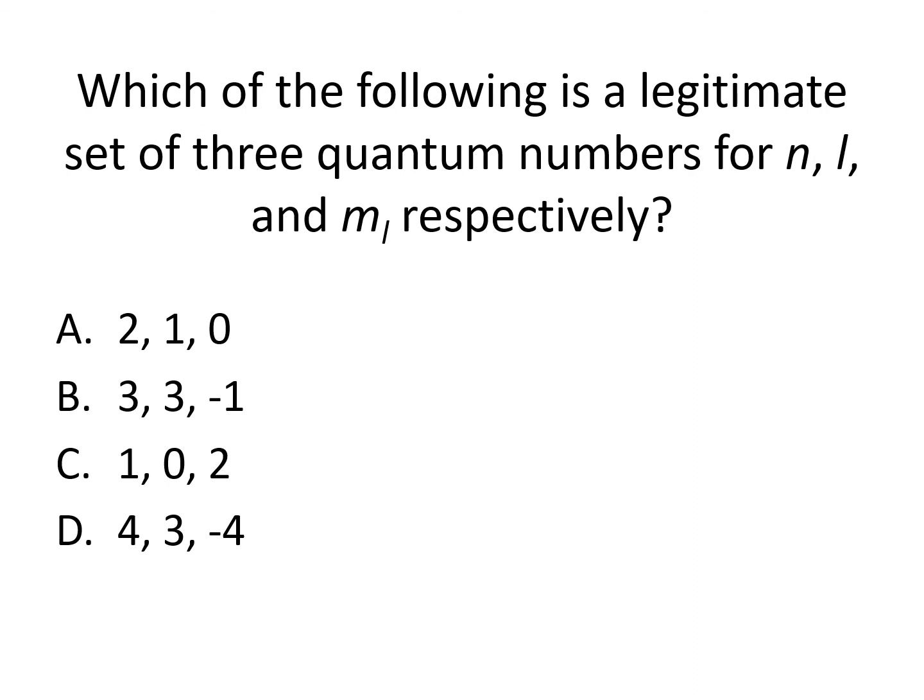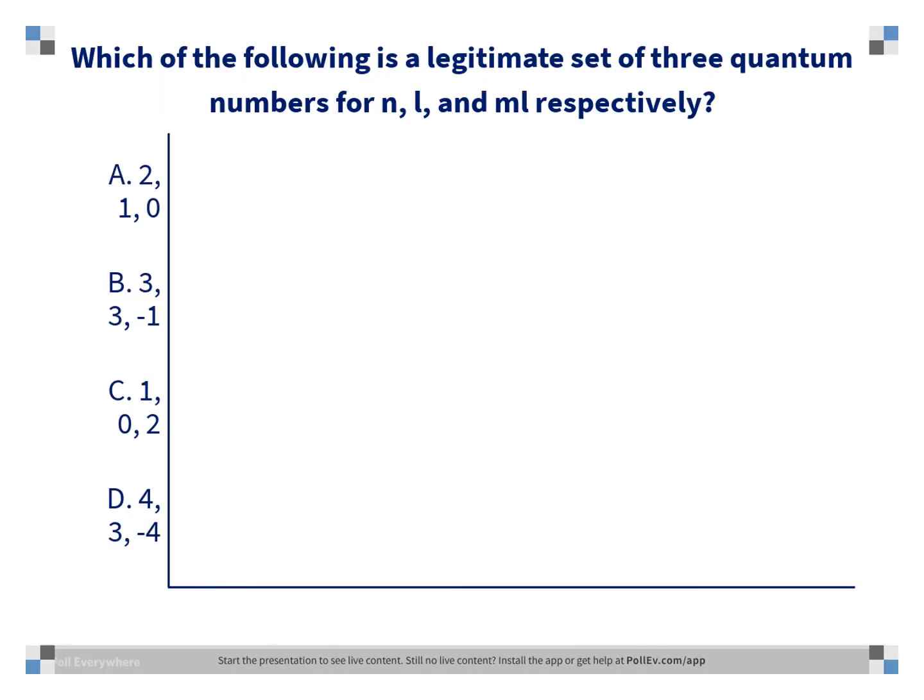Is the correct answer A, 2, 1, and 0, B, 3, 3, and -1, C, 1, 0, and 2, or D, 4, 3, and -4? The correct answer is A, 2, 1, and 0. If n is 2, L ranges from 0 to 1, and 1 is in that range, so it is allowed. If L is 1, m sub l ranges from -1 to +1, and 0 is in that range, so it is allowed.